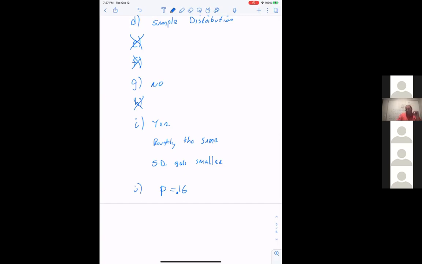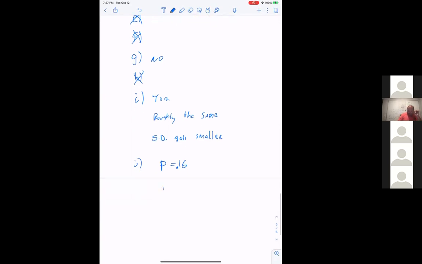Now, assume the company is telling the truth. Then what is the mean of p hats? Should be close to 0.16, right? It is 0.16. The means are the same. Okay, because remember, the mean of the sample distribution is the same as the mean of the original distribution.